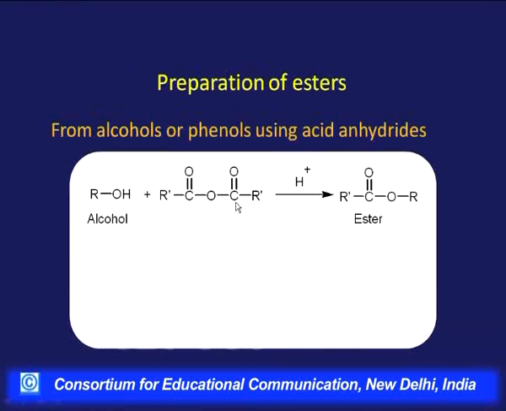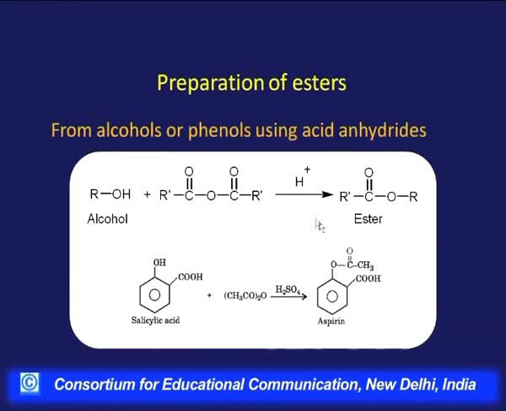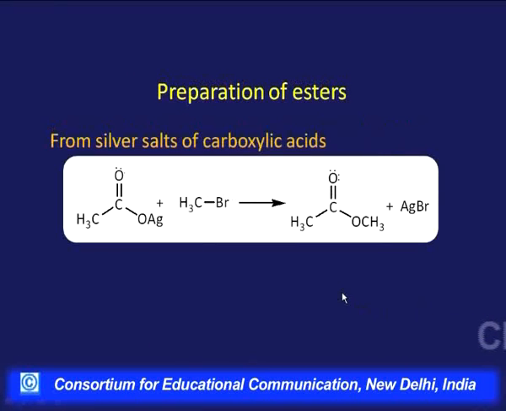Any alcohol may react with even anhydrides to give corresponding esters. And one example here is aspirin, which is obtained by the reaction of acetic anhydride with salicylic acid, which acts as phenol. Here the reaction occurs in presence of sulfuric acid. Then silver salts of carboxylic acids can also react with alkyl halides, and a loss of silver bromide occurs and we can get esters.